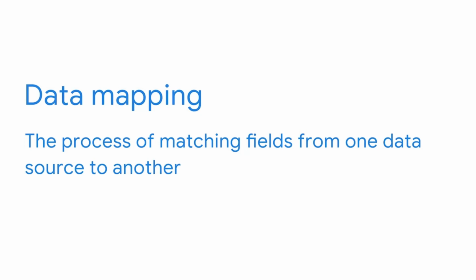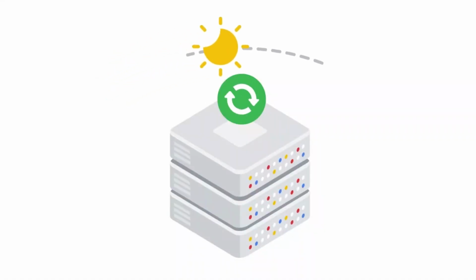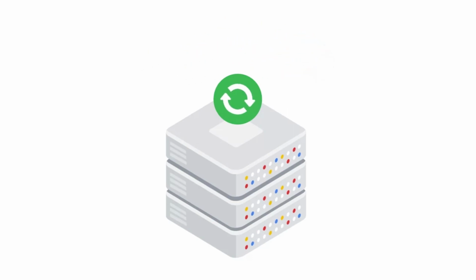Last but not least, you want to make sure your data is timely. Timeliness involves confirming that data is current. This check is done specifically to make sure data has been updated with the most recent information that can provide relevant insights. For example, if a data warehouse is supposed to contain daily data, but doesn't update properly, then the pipeline can't ingest the latest information.